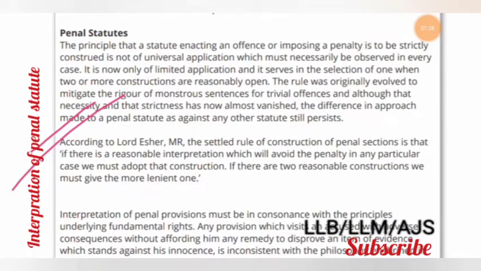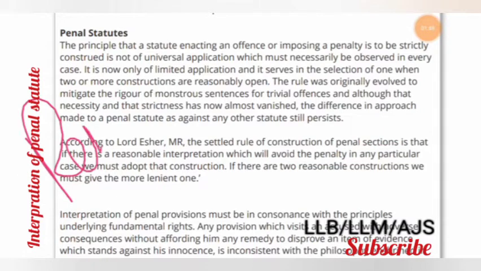So according to Lord Esher, the settled rule of construction of penal statutes, penal sections, is that if there is a reasonable interpretation which will avoid the penalty in any particular case, we must adopt this construction, avoid the penalty. If there are two reasonable constructions, we must give the more lenient one.